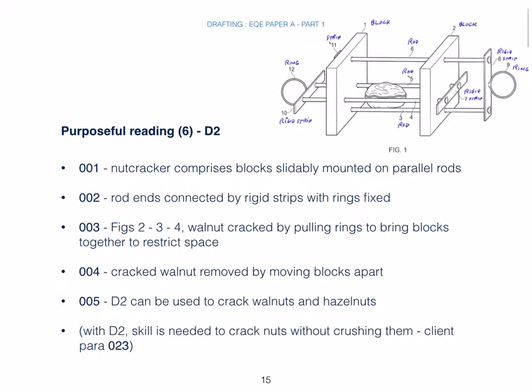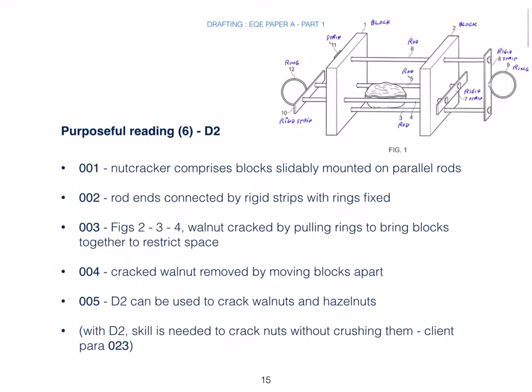The rods 4 and 5 are connected to each other at their respective ends by rigid strips 7 and 10. The rods 3 and 6 are connected to each other at their respective ends by rigid strips 8 and 11. The strips 7, 8, 10 and 11 ensure that the rods 3 to 6 are permanently attached to the blocks 1 and 2. A ring 8 is fixed to the strip 8, a ring 12 is fixed to the strip 10.